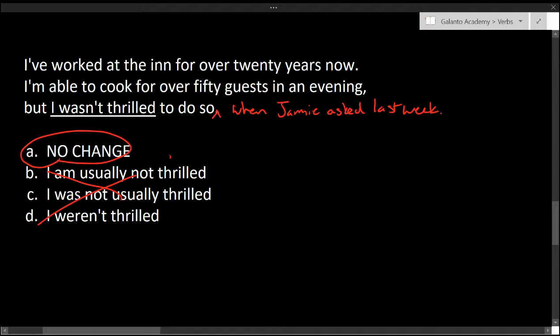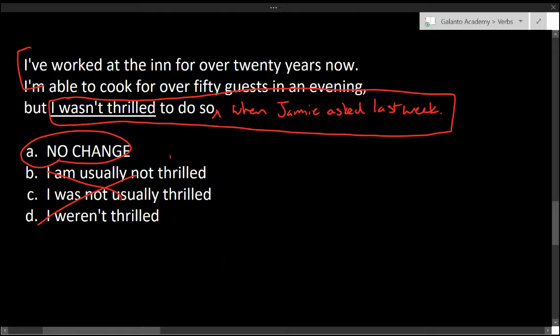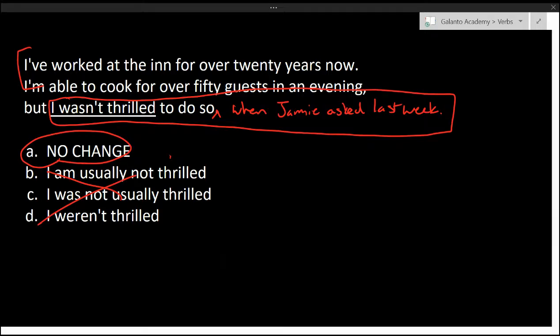I've worked at the inn for over 20 years now. I'm able to cook for over 50 guests in an evening, but I wasn't thrilled to do so when Jamie asked last week. These are correct, and this stays correct because we have this time that happened in the past, this specific instance. So keeping in mind that we're looking at time, we're looking at the sentences before, the sentence that the verb occurs in, and the sentence or clause phrase afterwards to ensure that we are in agreement.